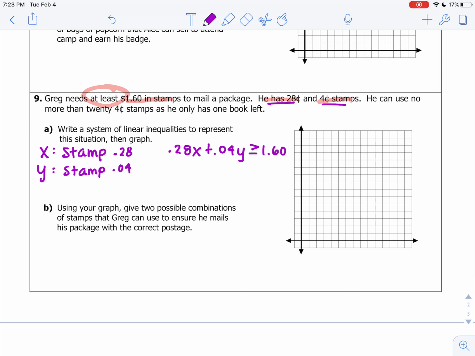Okay, this is how we write this. y, and then we know that there's going to be 20, right? He can't have more than that. But he can have 20. He just can't have more than that. So that's going to be your other equation. He can have no more than 24 4-cent stamps, which means y has to be less than or equal to 20. He can have 20, and he can have less than 20, but he cannot have more than 20. Why did I choose y? Because y represents the 4-cent stamps. So this is like saying 4-cent stamps has to be less than or equal to 20.